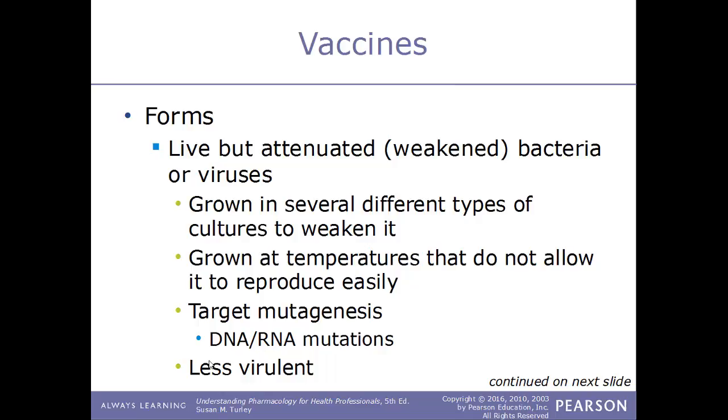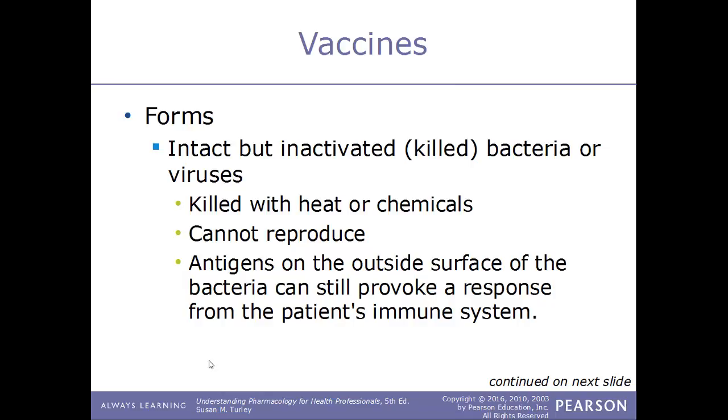And the whole point of doing both of these methods is to induce mutagenesis, or you are creating mutations within the bacterium or within the virus, in particular DNA or RNA mutations. So when the pathogen is in a weaker stage like this, it's going to be less virulent. See, another form of a vaccine is having the pathogen intact but inactivated or killed. And it would be killed with either heat or chemicals. At this stage, because it's dead, of course it cannot reproduce. So the antigens on the outside surface of the bacteria can still provoke a response from the patient's immune system.